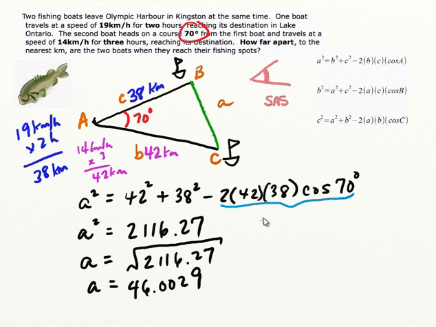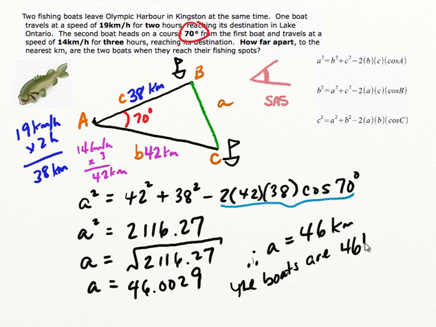So there we have it. Now, it did ask for the distance that the two boats were apart to the nearest kilometer. So I can see that a is 46.0029. Therefore, a equals 46, rounded, kilometers. This is a word problem. So typically with word problems, we'll write a finalizing statement and we'll say the boats are 46 kilometers apart.